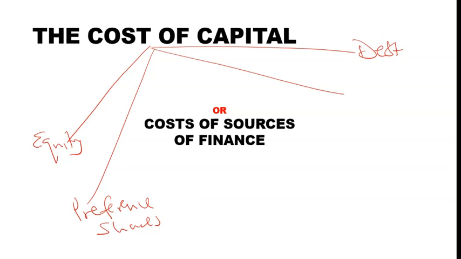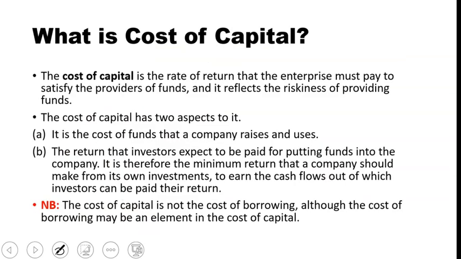All right. Now, what is cost of capital? The cost of capital is the rate of return that the enterprise must pay to satisfy the providers of funds, and it reflects the riskiness of providing the funds. So from this definition, we can see that there are two main aspects related to the cost of capital: the cost of funds that a company raises and uses, and the return that the investors expect to be paid for putting funds into the company.